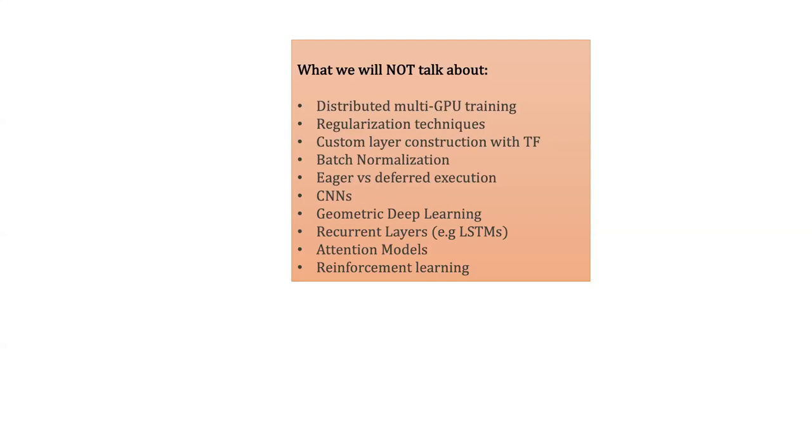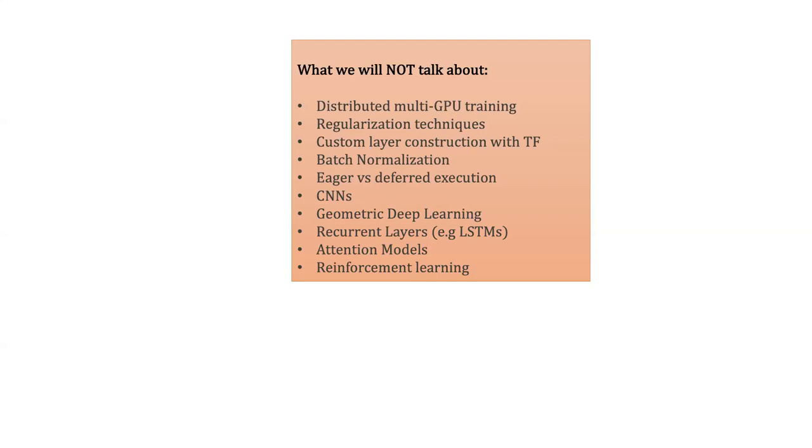Eager versus deferred execution, which is two different ways of executing the code in Keras, in TensorFlow rather, not in Keras. Convolutional neural networks, geometric deep learning, recurrent layers, attention models, reinforcement learning. These are maybe things that many of you have heard of, but I don't think that they're of particular interest at this point in transcriptomic analysis, at least the last of those that I mentioned, unless somebody has an opposite opinion or knows something that I don't, which is quite possible, and you can please state your experience with those in transcriptomics.